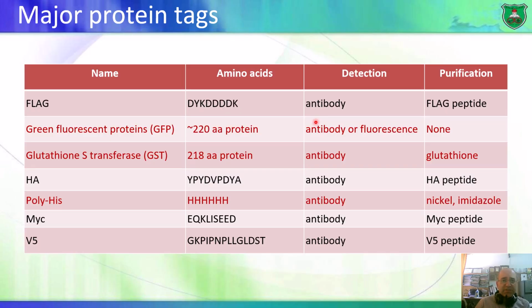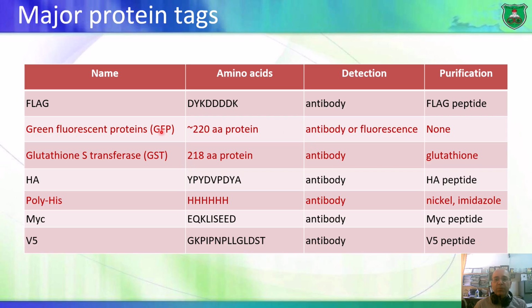Now, there are different types of tags that we can use, and they have different purposes. For example, I'm going to focus on the ones in red right here. We have what is known as a green fluorescent protein that we can attach to our protein of interest. We have an enzyme known as glutathione S transferase, or we can have a small tag composed of six amino acids known as histidine. So this is known as polyhis tag. Okay. Now, they have different purposes.